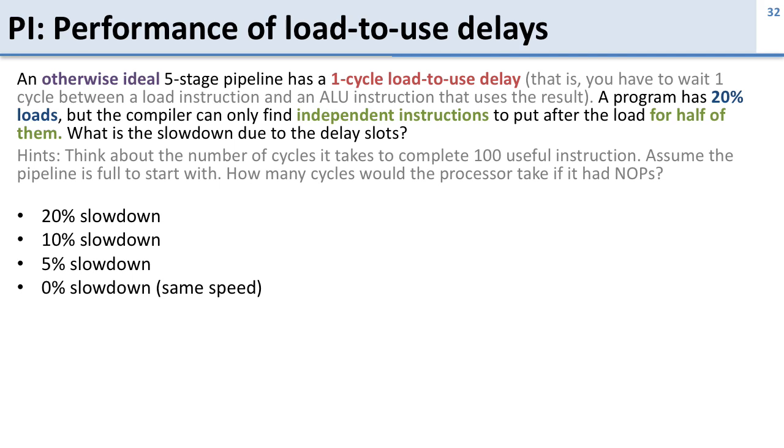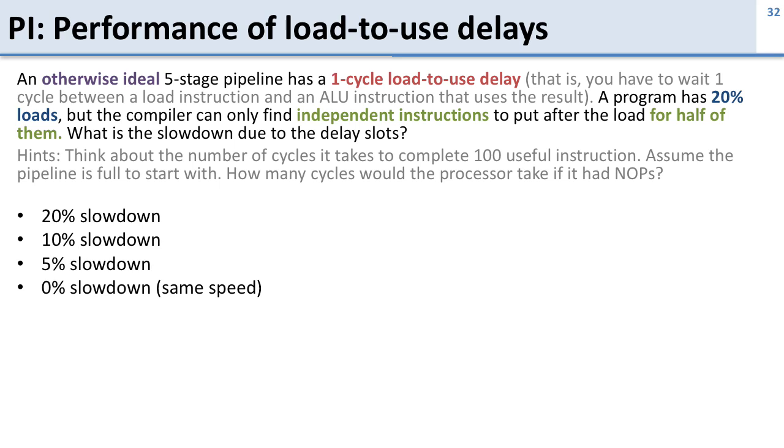Let's look at the performance impacts of load-to-use delays. Say we have a pipeline, a processor that's otherwise ideal and has a 1-cycle load-to-use delay. Now on this processor we're going to run a program with 20% loads, but the compiler can only find independent instructions for half of those loads. What's the slowdown that we're going to experience because we have these delay slots?